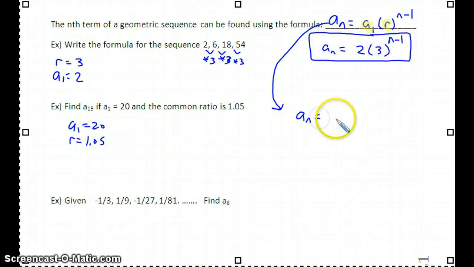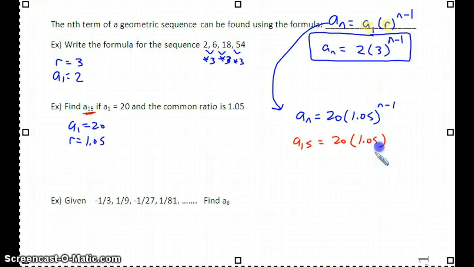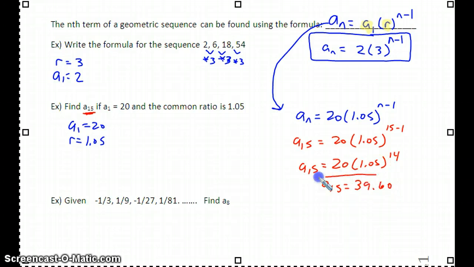A sub n would be equal to 20 times 1.05 raised to the n minus 1. So that's my generic sequence. Specifically for this problem, I want you to find the 15th term. So the 15th term would be equal to 20 times 1.05 raised to the 15 minus 1 power, which is 14. So I'm going to do 20 times 1.05 raised to the 14th power. And rounding that, I would come up with an answer of 39.60 as the 15th term.